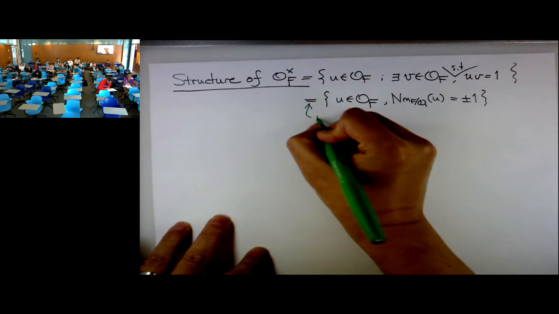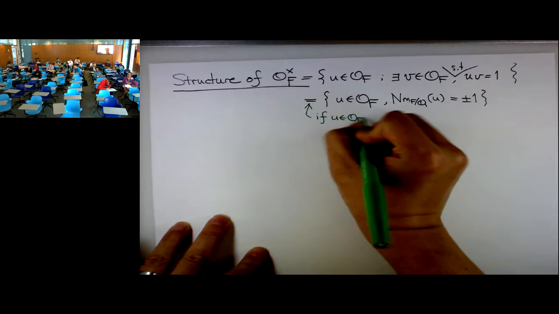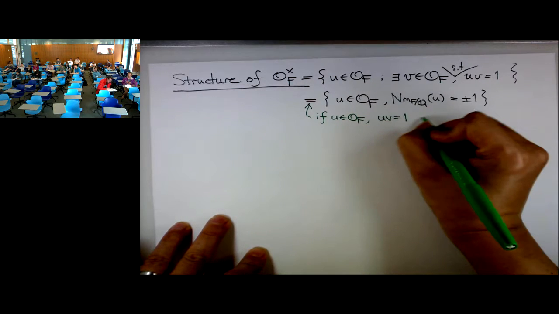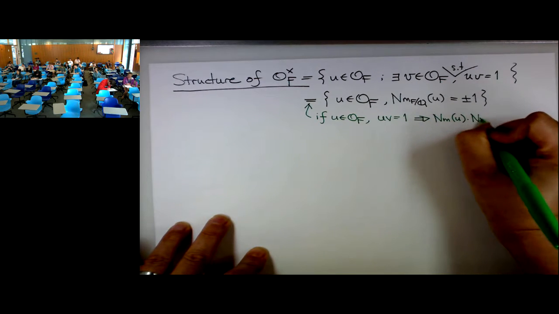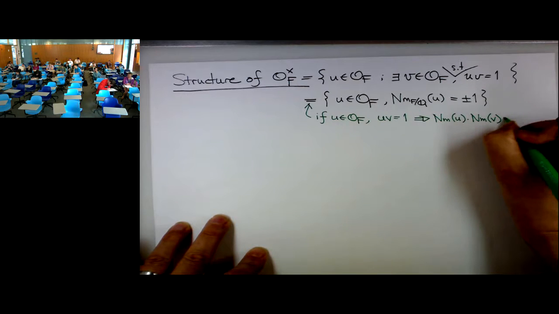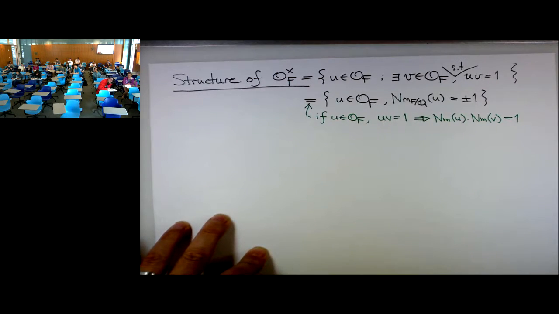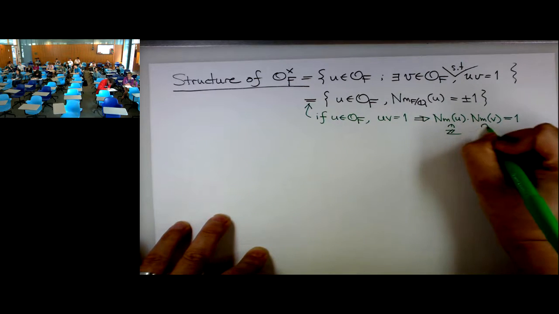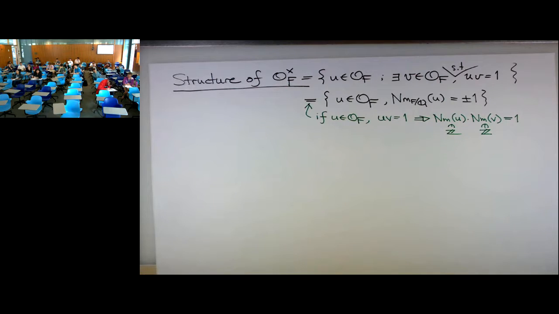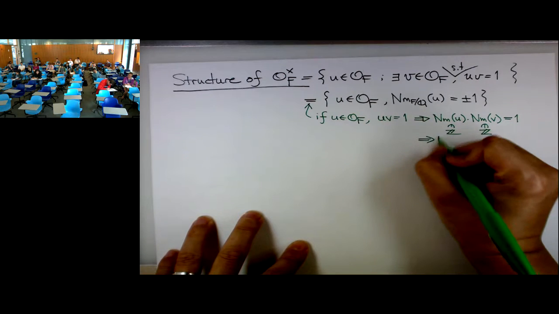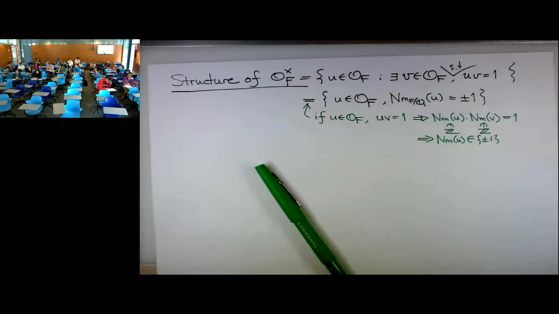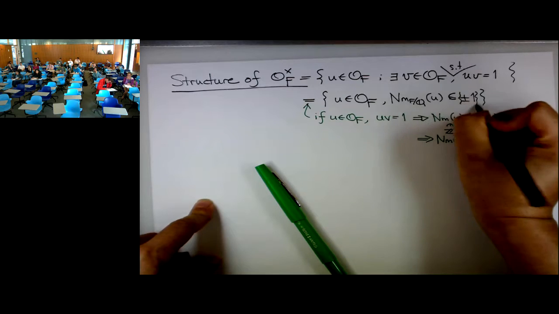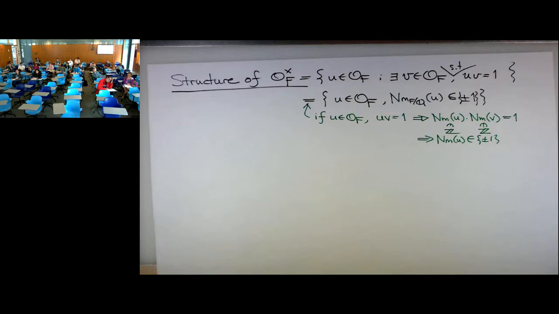Let's check this. If I have algebraic integers such that uv equals 1, then I can take the norm of both sides. But the norms of algebraic integers are all integers. So when you have two integers multiplied to give 1, they had better be plus or minus 1. So the norm of u must be plus or minus 1. Sorry, this is terrible writing. A number cannot be equal to both 1 and negative 1.